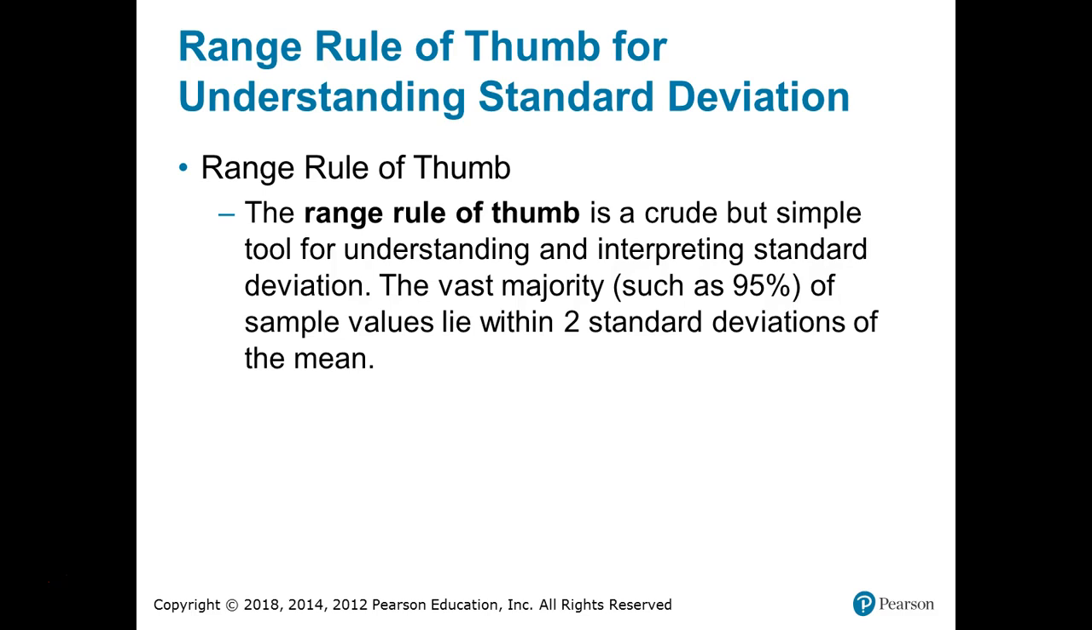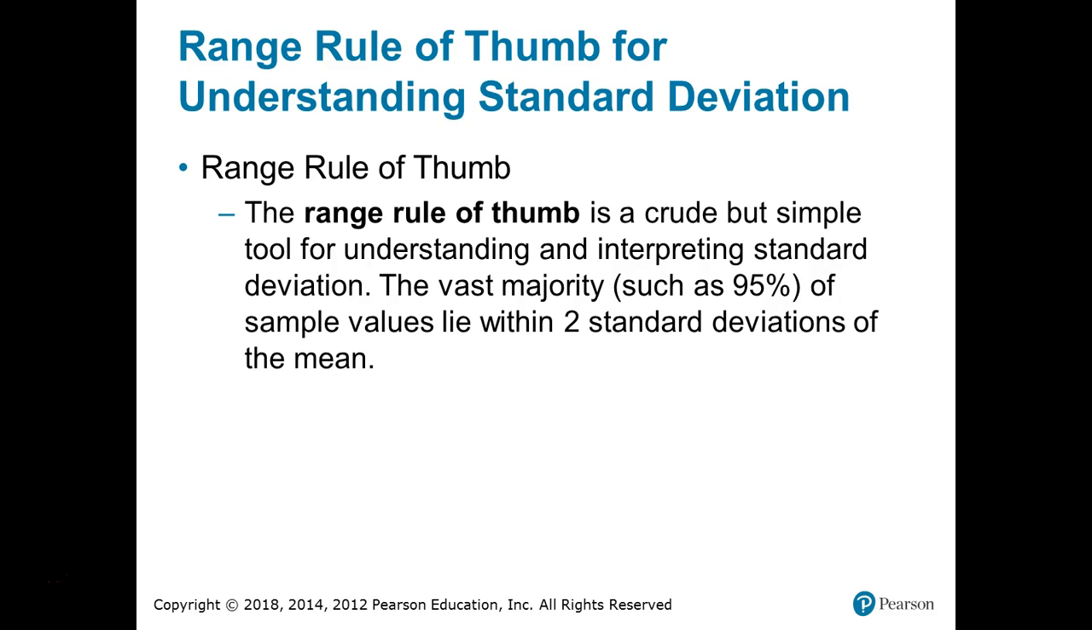Okay. So then the range rule of thumb. The range rule of thumb is a crude but simple tool for understanding and interpreting standard deviation. And this is going to really be the fundamentals of a normal curve that we will use later in this class, and pretty much all the stats too. And we are saying that 95% of all data values lie within 2 standard deviations of the mean. So kind of keep that in mind.